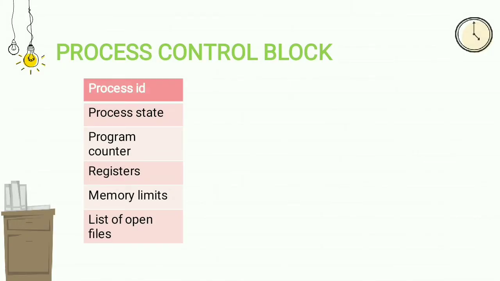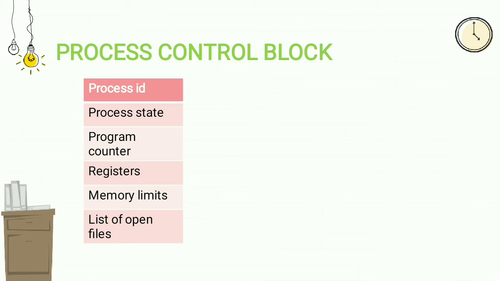So next one is the process control block. It is like a data structure of the process. The information about each process is maintained in the operating system in a process control block, which is also called the task control block. The information present in the process control block includes the following: the process ID, state, program counter, registers, memory limits and list of open files.